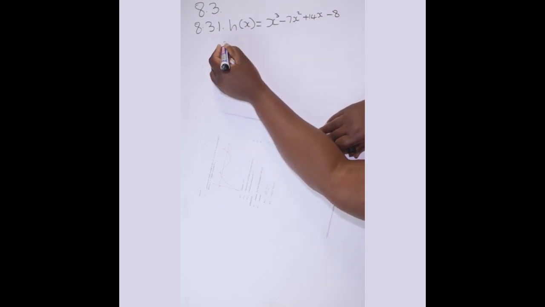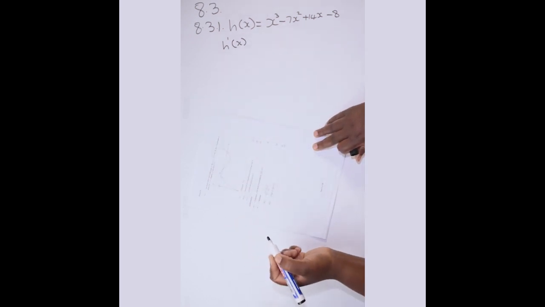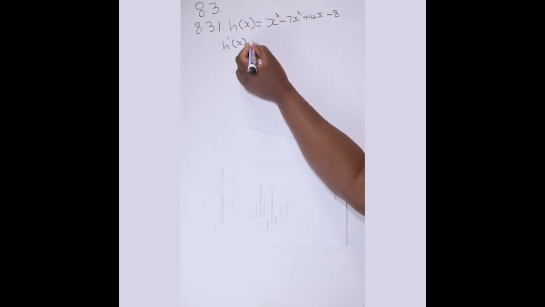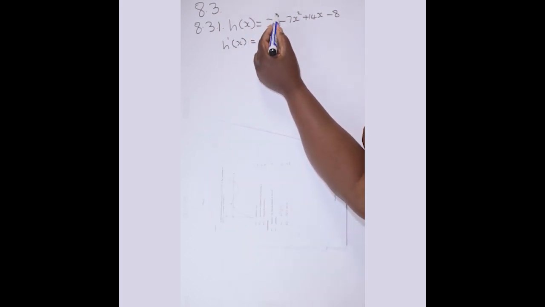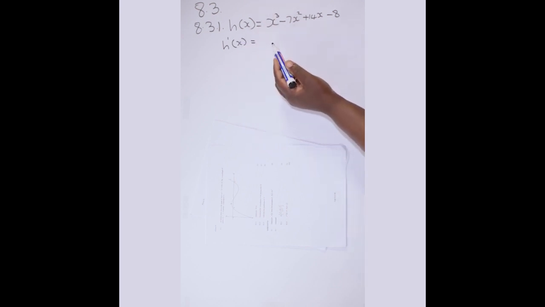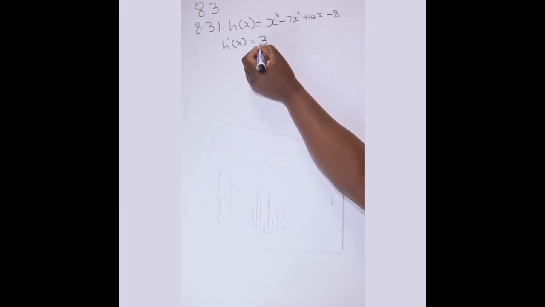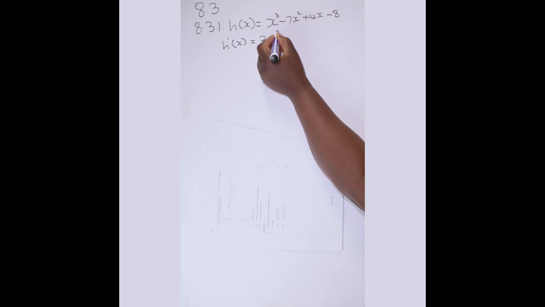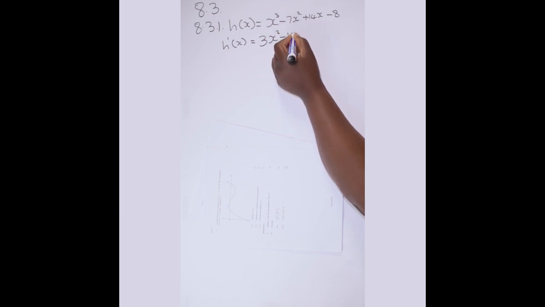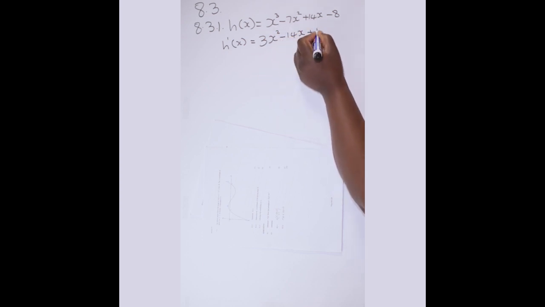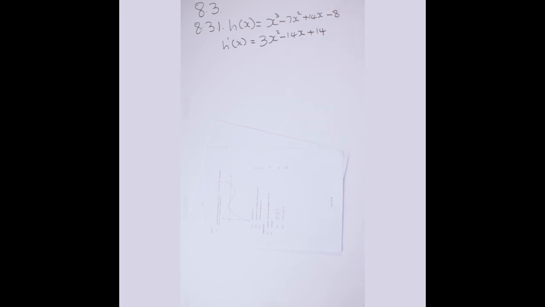Remember, when we start deriving, we must put a prime to say that we are now deriving. And when we derive, we multiply the coefficient and the exponent. So it's 1 times 3, which will give you 3x squared. And we have minus 14x plus 14. That is 1 mark because you just had to derive, which was direct and straight.